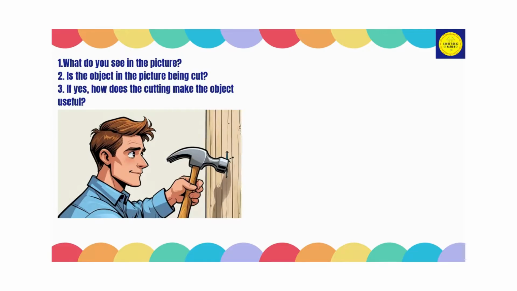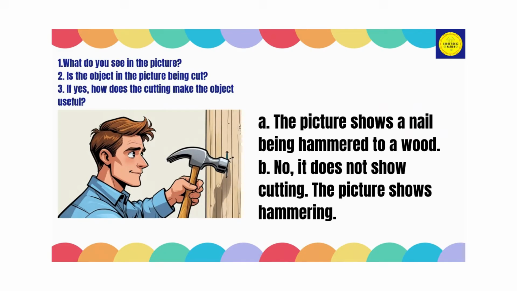Here's the third picture. Don't forget to answer the questions. Ready, go! And here are the answers. A. The picture shows a nail being hammered to a wood. B. No, it does not show cutting. The picture shows hammering.